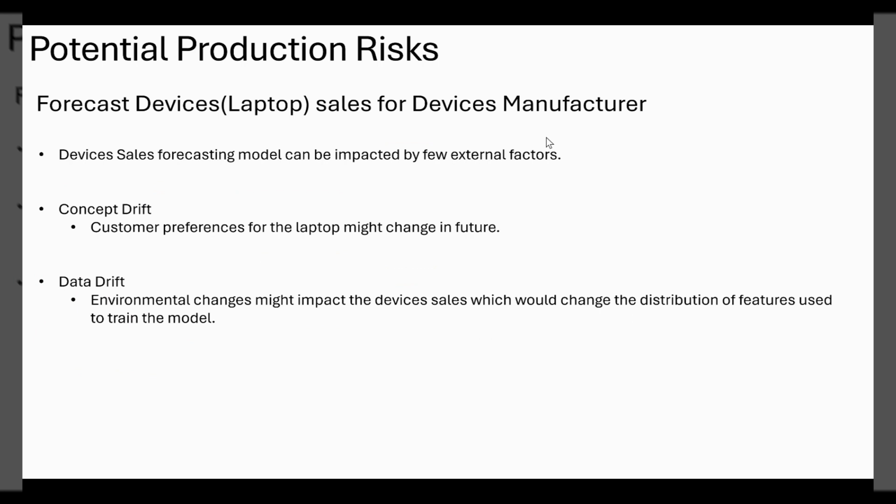Now, next was to identify potential production risks that we see after we have chosen the model and implemented it. For forecasting sales, we see that device sales forecasting or laptop sales forecasting can be impacted by multiple external factors. There could be concept as well as data drift in future because the sales and demand of certain electronics or laptops are highly tied to customer preference. Customer preferences in the long run might change, affecting the model that we have created. From a data drift perspective, there could be environmental changes which can change the distribution of features that we have used to train the model. So these are the risks that we have identified.